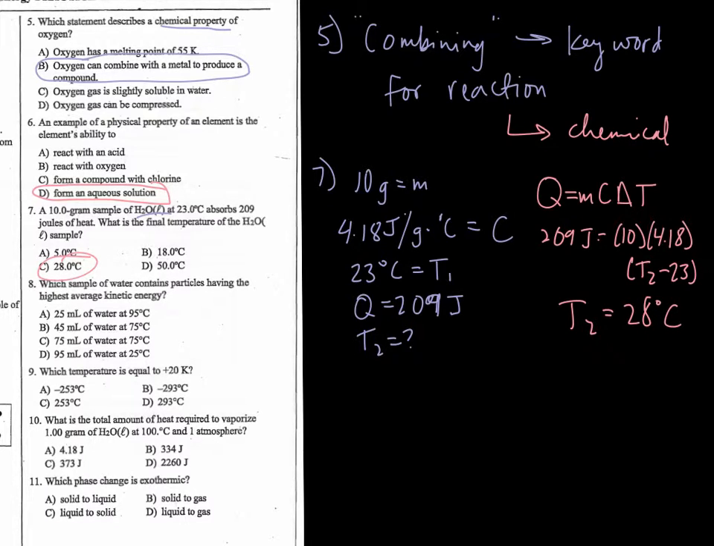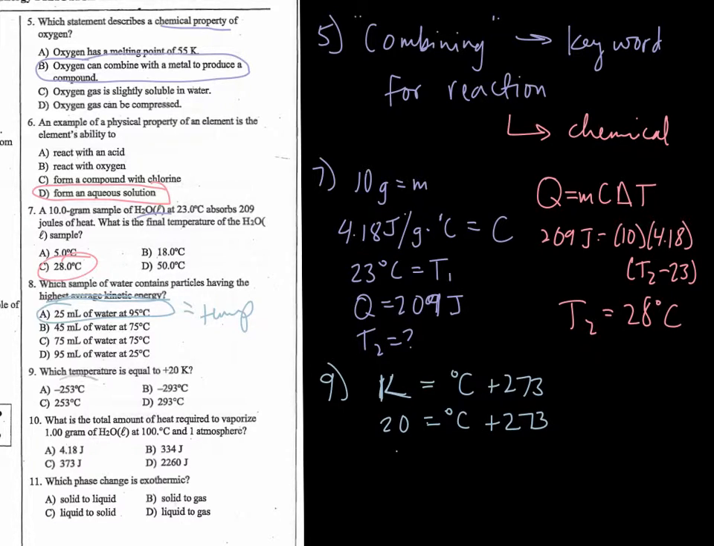Alright, number 8, contains highest average kinetic energy. This is the same as temperature. So the highest temperature here is choice A. Number 9, converting Kelvin to Celsius. This is also in the reference table. So if our Kelvin here is 20, we solve for degrees Celsius by subtracting 273 on both sides, and you get negative 253 degrees Celsius.